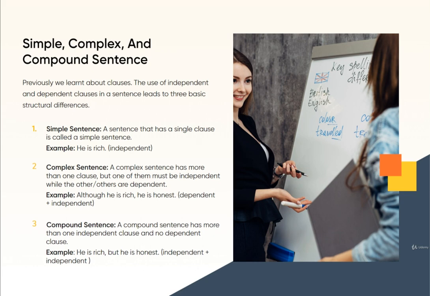2. Complex sentence. A complex sentence has more than one clause, but one of them must be independent while the other or others are dependent. Example: Although he is rich, he is honest. Dependent plus independent. 3. Compound sentence. A compound sentence has more than one independent clause and no dependent clause. Example: He is rich, but he is honest. Independent plus independent.